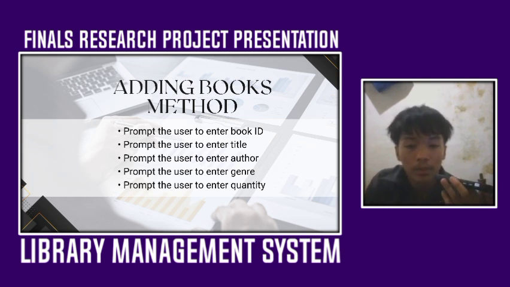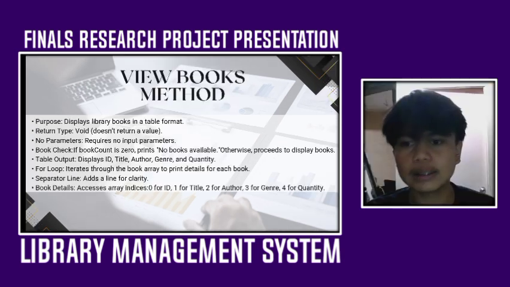After that, we're going to display that the book was added successfully. And after we add the book, we're going to check if the library is full. So we have an if condition: the book count is greater than or equal to maximum books. The value of maximum books is 100. So if the book count is 100 and the maximum books is 100, they're equal, so it will display that the library is full and cannot add more books.